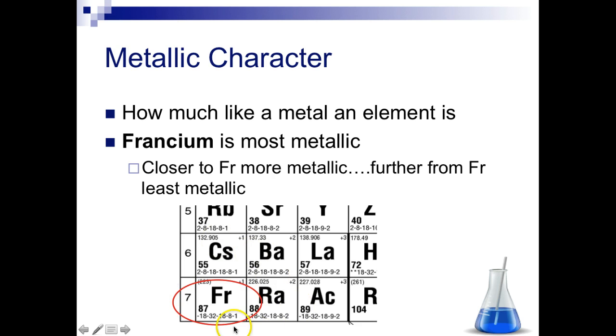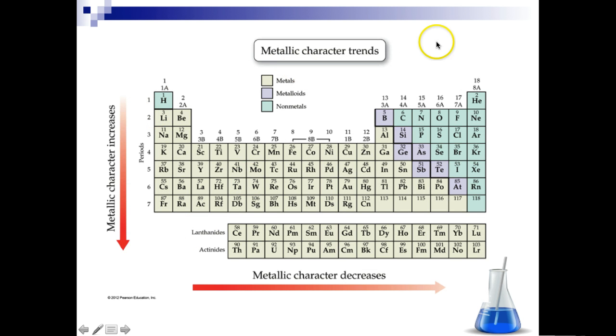So most metallic is francium, and least metallic is going to be fluorine, which is all the way up in the top right corner of your periodic table. All right, let's look at metallic character. As you go down a group, metallic character will increase as you get closer and closer to francium. As you go across a period, it will get less metallic because you're getting further and further away from francium.